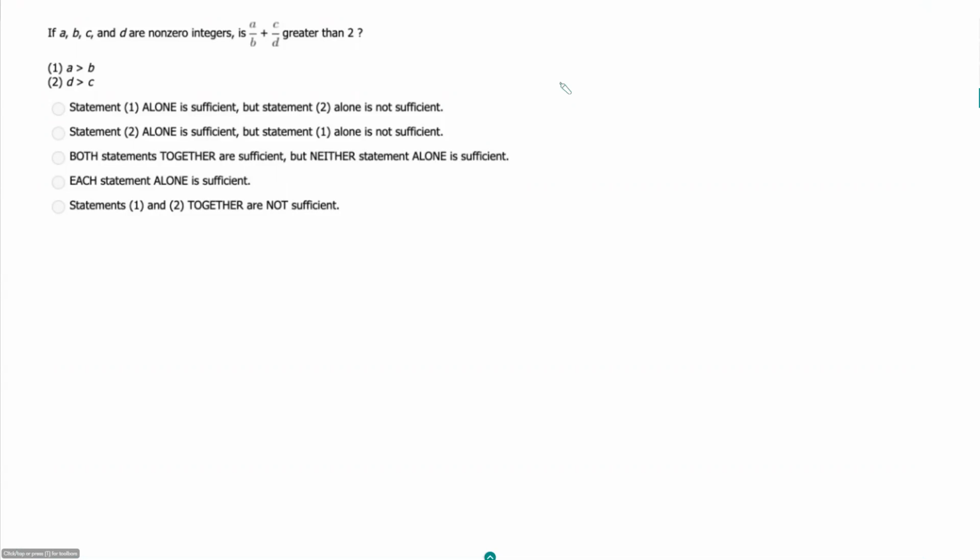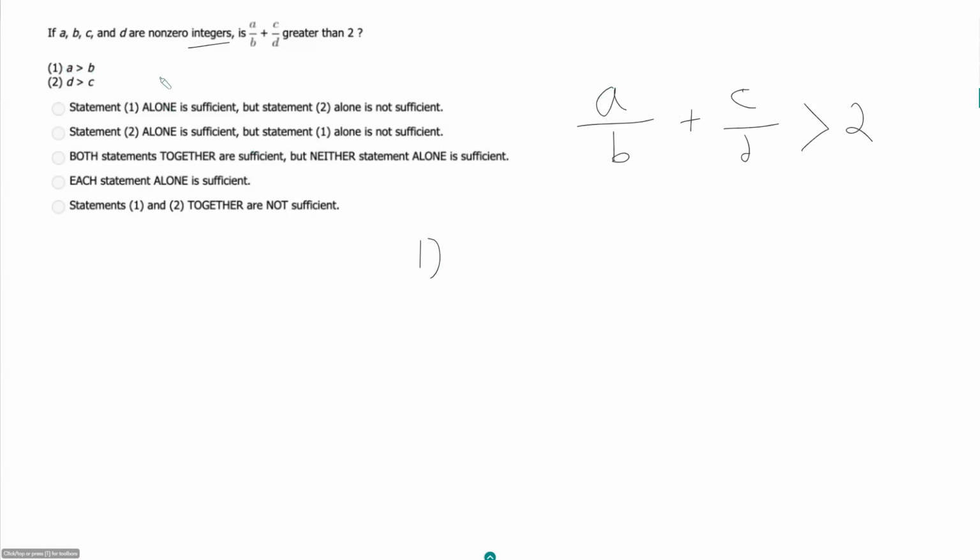If a, b, c, and d are non-zero integers, is a over b plus c over d greater than 2? Okay, let's see where this guy's going. So one main thing to keep in mind, a, b, and c all got to be non-zero integers. Statement 1 says a is greater than b, so this doesn't tell us anything about c over d.